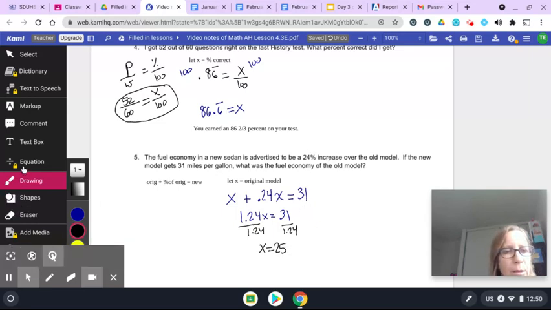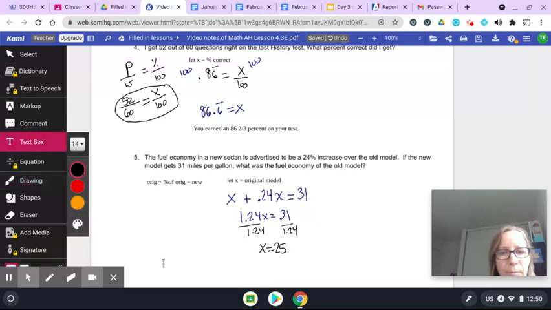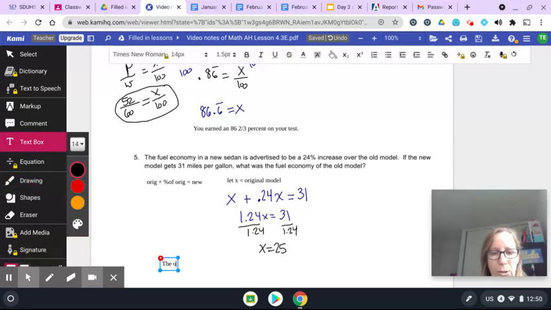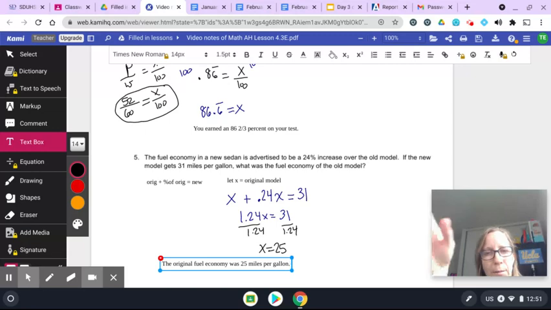Okay, so now I have to answer in a sentence. The original fuel economy was 25 miles per gallon. And now the new car can go longer because it can go 31 miles per gallon. Okay, again, you can pause, rewind, stop, start, however you need to go through it.